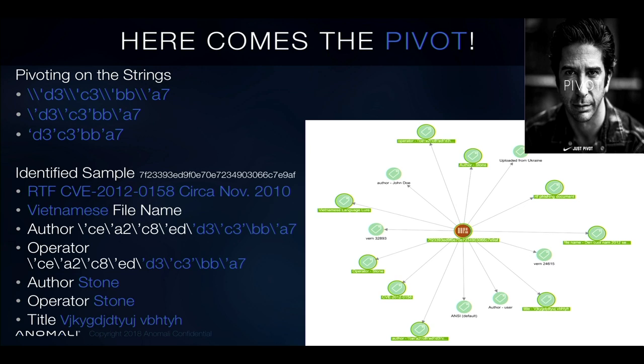By pivoting on these values, I was able to identify a sample from November 2010. This sample was an RTF file that was a CVE-2012-0158 in Vietnamese language. All three of those aspects were consistent with the previous cluster of samples I had been identifying. Additionally, this string from my original Schrodinger's\ metadata author and operator field appears again in the author and operator field, but now appended to the end of additional characters. This is a strong indication that this sample is possibly attributed to the same group and worth pivoting deeper on.